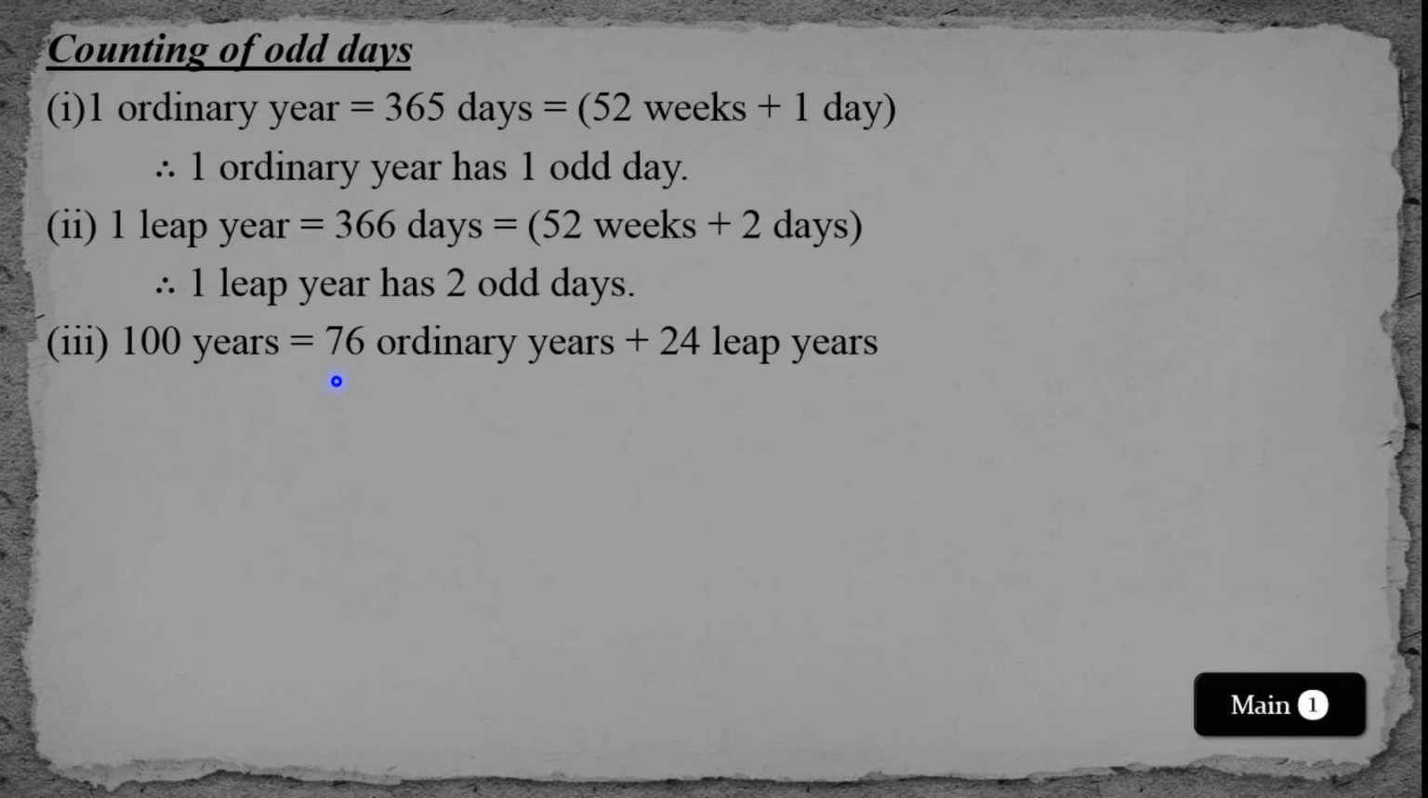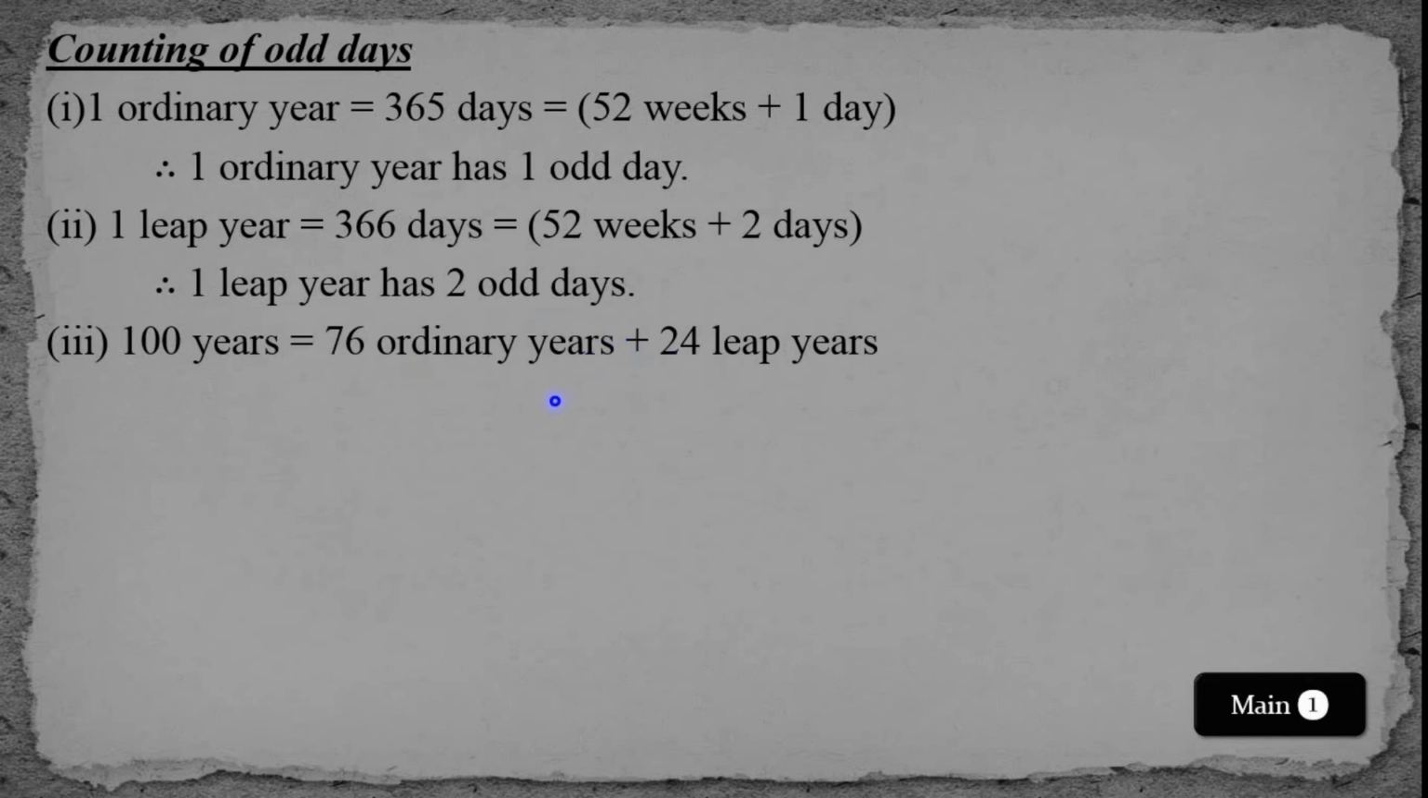Among these 99 years, how many leap years occur? To get that, we have to divide 99 by 4. We get quotient 24. Therefore, in 99 years, 24 leap years occur. 99 minus 24, 75 ordinary years occur. Now come to the year 100. 100 is a century year which is not exactly divisible by 400. Therefore, the year 100 is an ordinary year. Already we have 75 ordinary years. By adding this year 100, we get 76 ordinary years. Therefore, in 100 years, we have 76 ordinary years and 24 leap years.